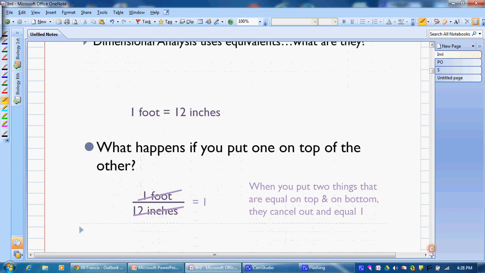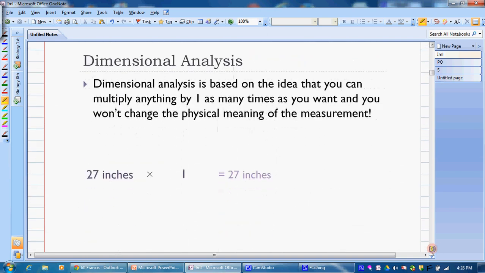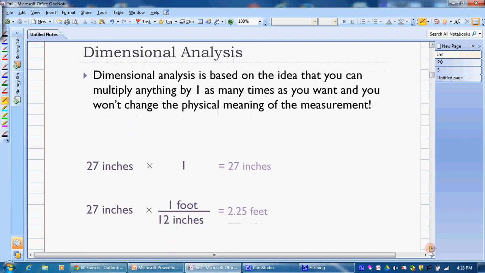Okay. So in the end, one thing is equal to the other, and so you end up with 1. They equal each other, so they're equal to 1. That's what dimensional analysis is based on: the idea that you can multiply anything by 1 as many times as you want, and you won't change the meaning of that measurement. So 27 inches times 1 we know is 27 inches. That doesn't change it. So dimensional analysis is based on the idea that if you multiply by 1, you won't change the physical meaning of the measurement.